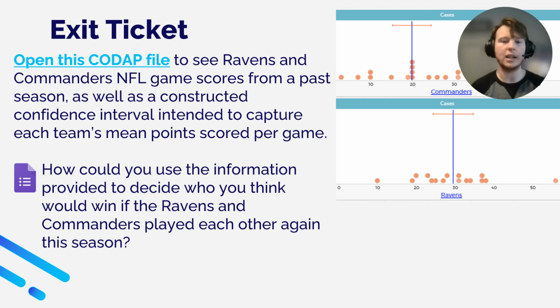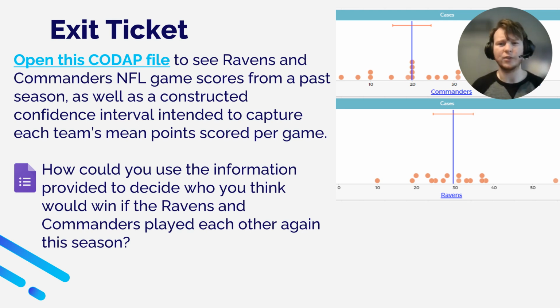Our exit ticket today uses a Ravens and Commanders game. Students should open this CODAP file. It'll show them the data behind these graphs and the graphs shown on this slide. We ask them, how could you use the information provided to decide who they think would win if the Ravens and Commanders played each other again this season? This is a bit of a 50-50 shot. The answer is not really as important as the reasoning.